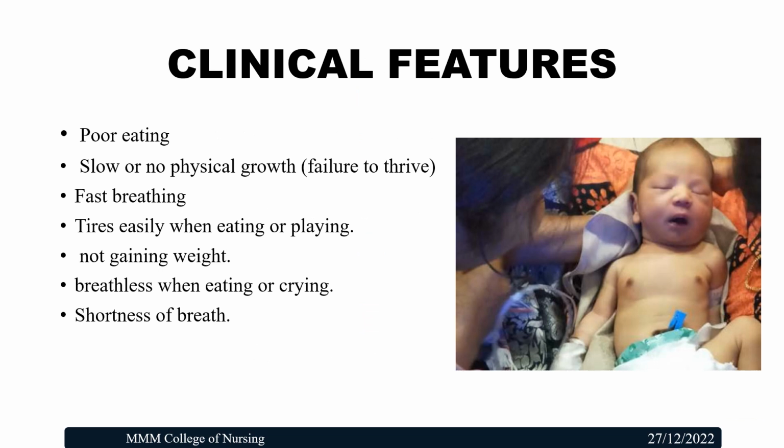The clinical features are poor eating, slow or no physical growth, that is failure to thrive, fast breathing, tires easily when eating or playing, not gaining weight, breathlessness when eating or crying, and shortness of breath. These are the clinical features of ventricular septal defect.